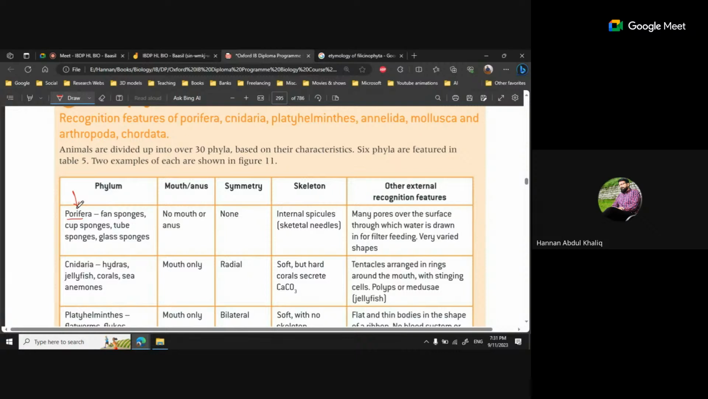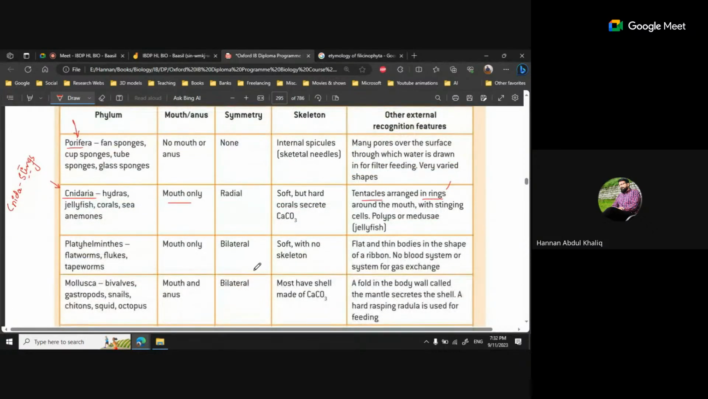Then come the Cnidarians. Cnidarians are organisms that have a particular organ called cnida. It is basically an organ that stings. On this basis, we call them Cnidaria. They have these features: tentacles arranged in rings, and these rings are called cnida. So that is why they are called Cnidaria. Got it? Okay.